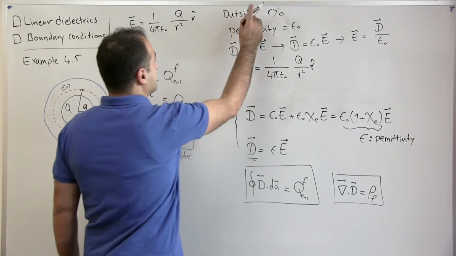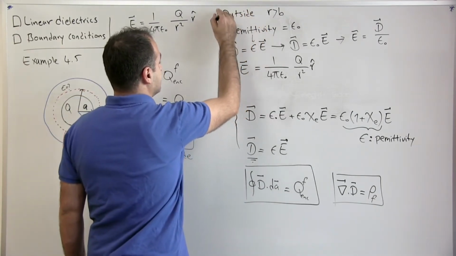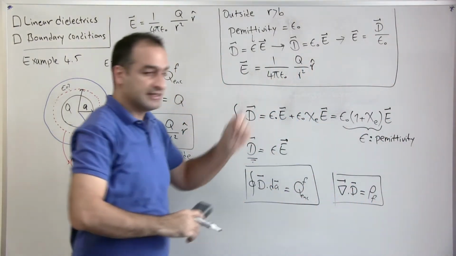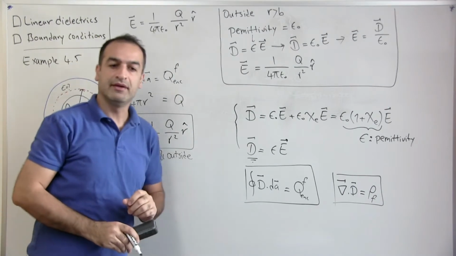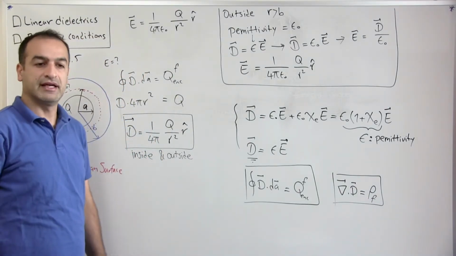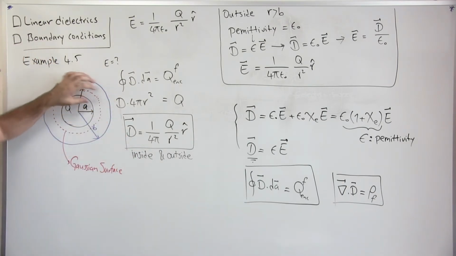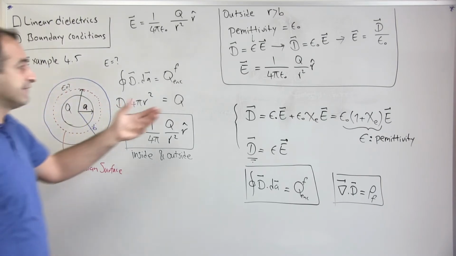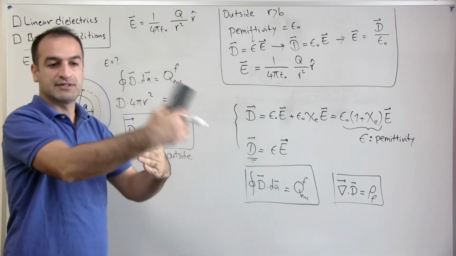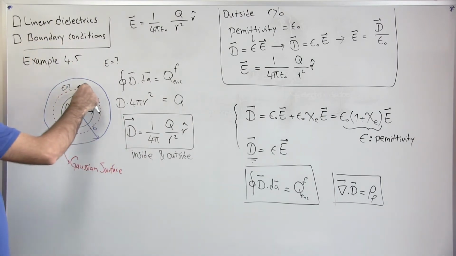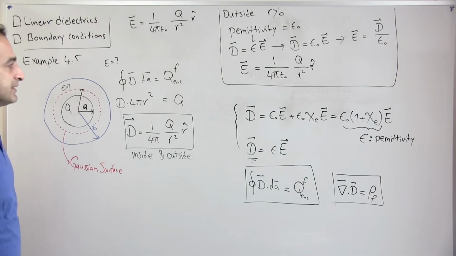So outside the dielectric material, we get an electric field which seems to be independent of the dielectric material we have. Encapsulating this charged sphere in this dielectric material does not affect the electric field outside the dielectric. Now let's look at the electric field inside this dielectric and see what we get.